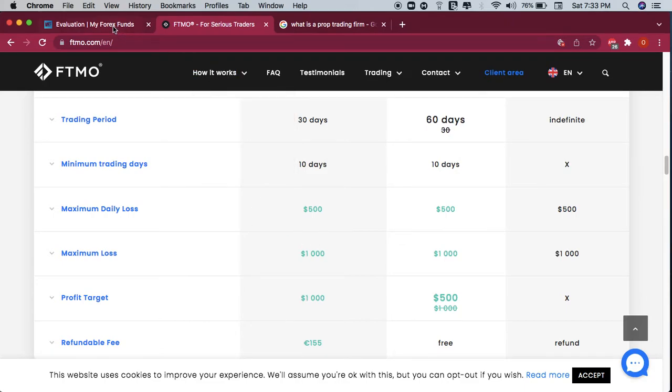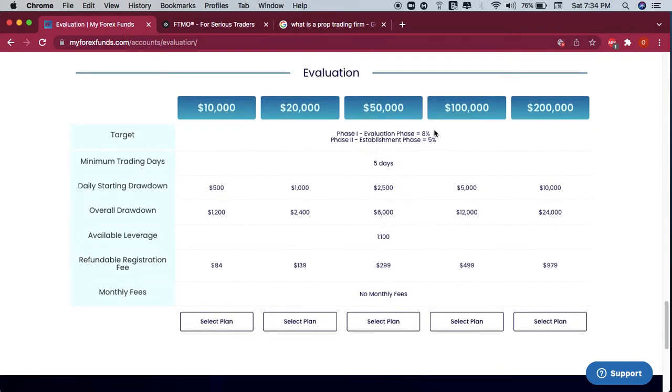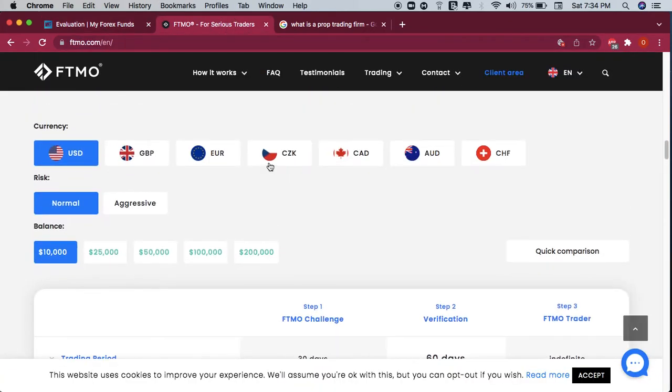Now, if we look at My Forex Funds, the profit target for My Forex Funds is only 8%. So you will only have to make $800 on My Forex Funds in order to go on to the next stage and then go on and get funded. So that's why I generally recommend My Forex Funds for beginner traders. But both My Forex Funds and FTMO do allow you to get the same amount of capital.